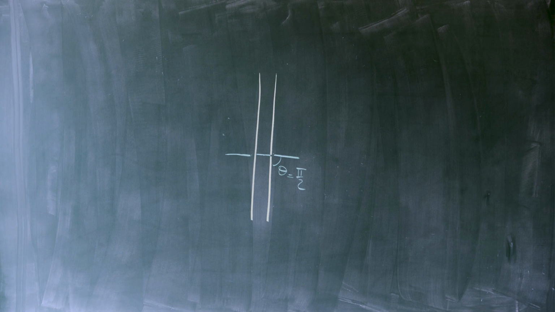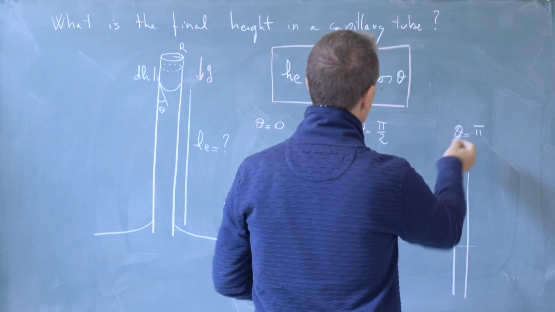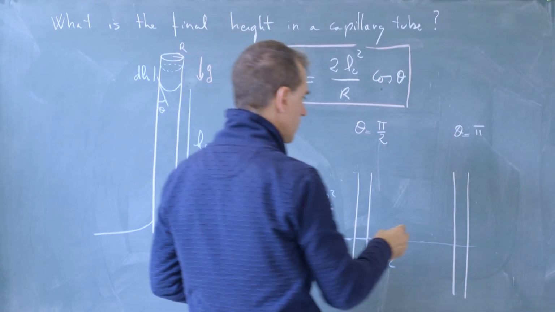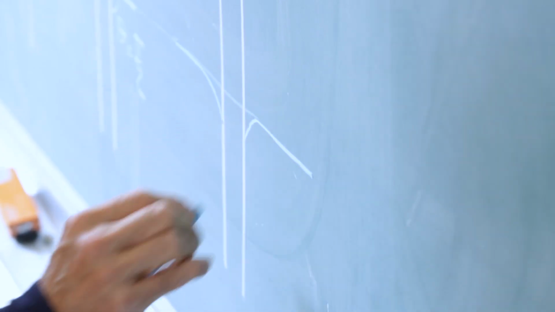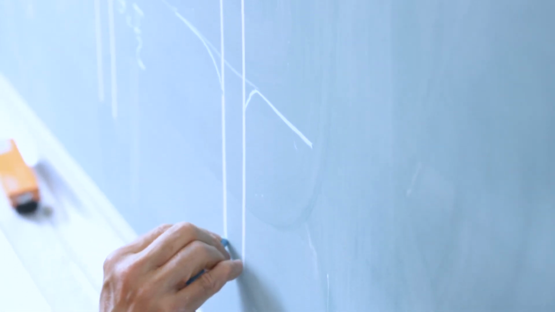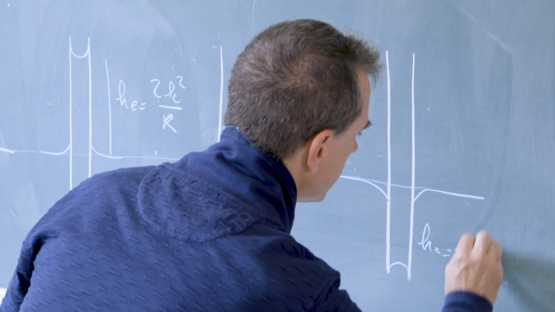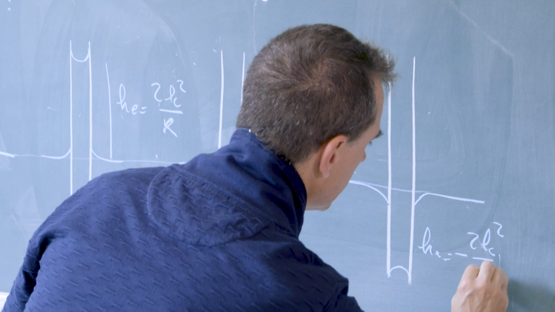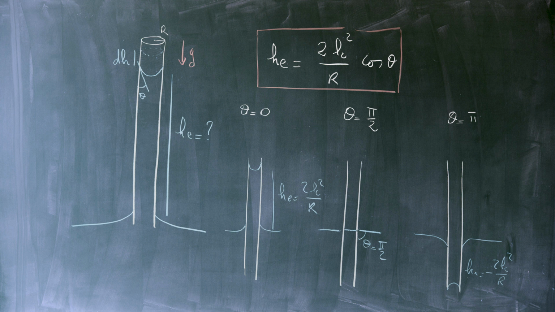The last one is the non-wetting situation where theta equals pi, and in this case the formula tells us that HE will be negative, which means that it won't be a rise, but a sink. And the situation will go like this, where the final height, HE, will be minus twice the capillary length squared divided by the tube radius. So these three situations illustrate what this formula tells us.